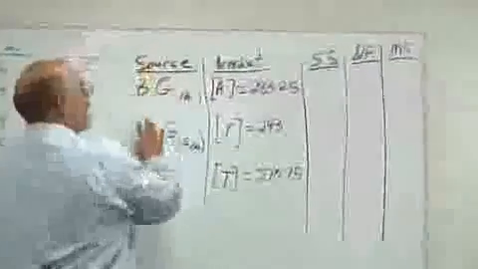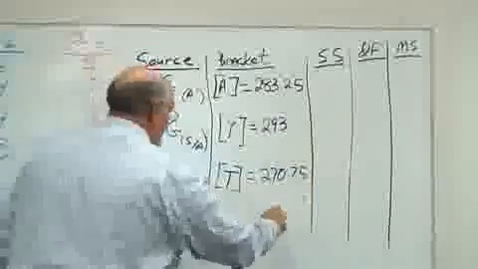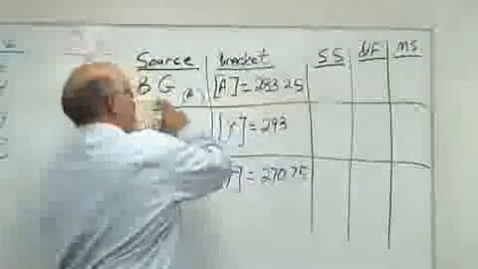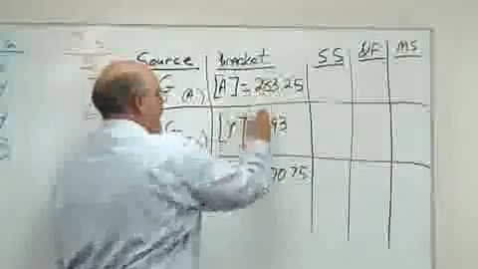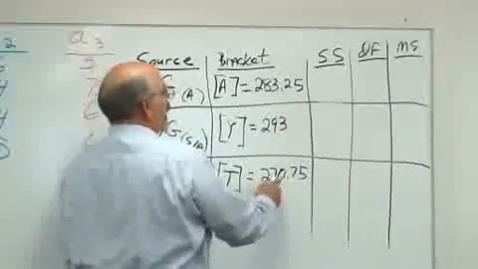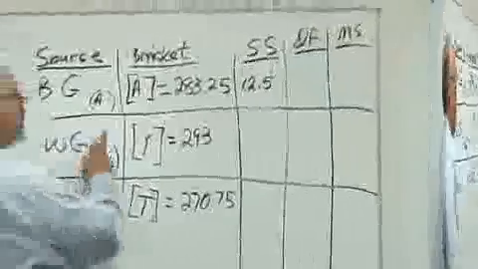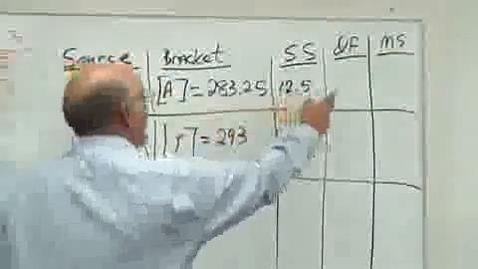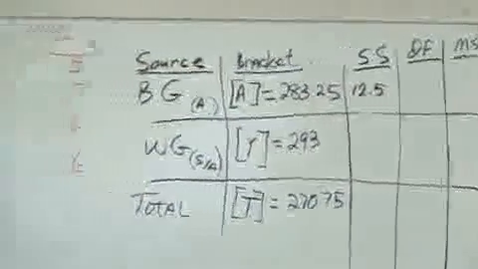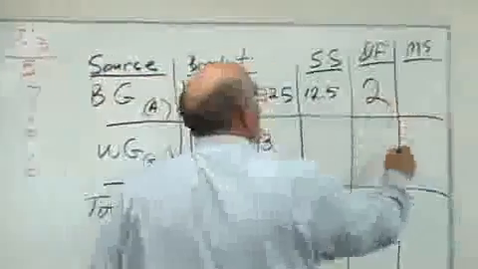Okay, we're putting up an ANOVA table. Between groups go this way, within groups goes this way, total groups is the bottom. We're going to use the bracket terms to figure everything out. The sum of squares for the between groups is A minus T. So it's 283.25 minus 270.75. That looks like 12.5. The degrees of freedom for the between group is A minus 1. A is the number of groups. So 3 groups minus 1, you got 2 degrees of freedom.